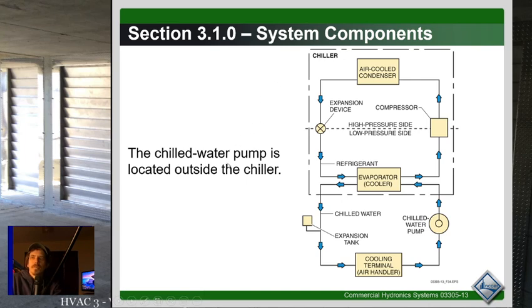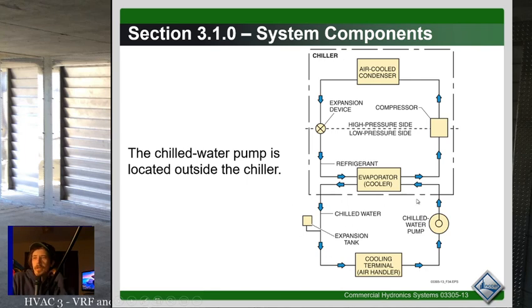Alright, the chill water pump is located outside the chiller. Generally, you're going to have refrigerant inside the chiller, and then your secondary refrigerant is water. Remember that term, secondary refrigerant. It's a very popular term used in chiller systems. Our primary refrigerant is whatever's in the chiller, and our secondary refrigerant is our water, which carries the heat between the chiller and the rest of the system.